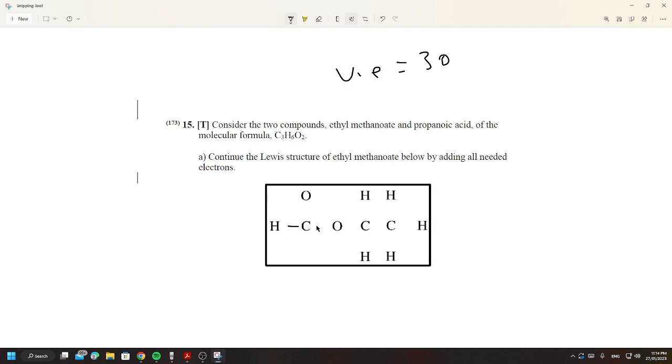So let's just connect all these at first, and let's complete the octets. So 1, 2, 3, 1, 2, and then 1. Okay, now let's count how many electrons we have. 2, 4, 6, 8, 10, 12, 14, 16, 18, 20, 22, 24, 26, 28, 30, 32. So here we have 32. We need to reduce by 2. So we're going to form a double bond. We're going to remove 2 pairs and add a pair. So let's just see where we can do this.